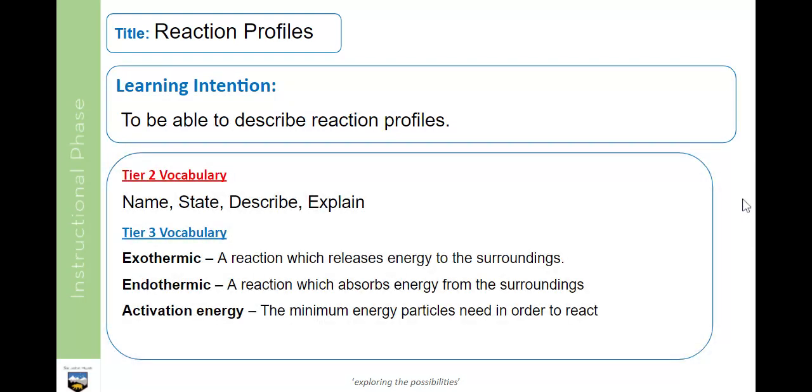And the keywords, well, we know the first 2 keywords from last lesson. So we know exothermic is a reaction which releases heat energy to the surroundings. Endothermic is a reaction that absorbs heat energy from the surroundings, therefore it feels colder. And a new keyword for today is activation energy. Now, the activation energy is the minimum amount of energy needed for a reaction to happen. So it activates the reaction, it starts the reaction off. So it's the amount of energy needed to start a reaction.